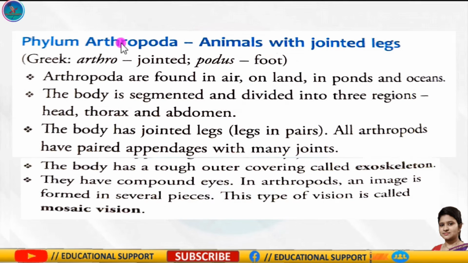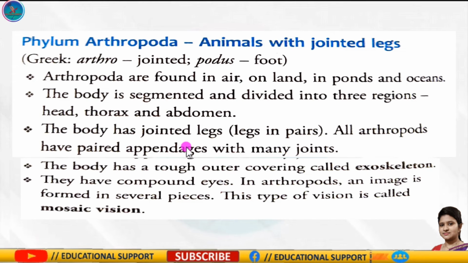So next is phylum Arthropoda, animals with jointed legs. Arthropoda is a Greek word. Arthro means jointed and podus means foot. So where are arthropods basically found? In air, land, ponds, oceans, etc. The body is segmented and divided into 3 regions. What are the 3 regions? Head, thorax and abdomen.